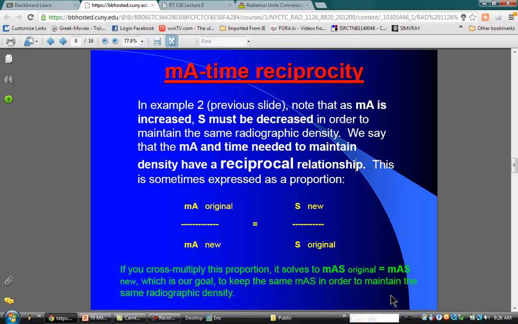One way that this can be used is if we are worried about motion. If we have a particular technique where we know that the density will work out correctly, but the patient is moving and we need to decrease our time to try to restrain some of that motion, we would have an accordingly increase in our mA. Decrease the time, increase the mA. Same mAs, same density.